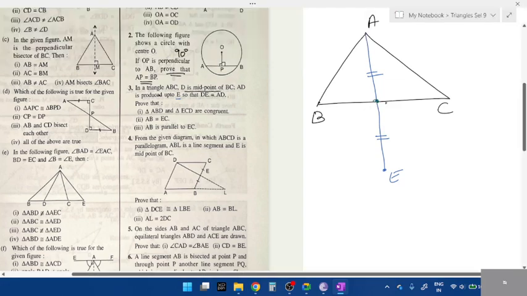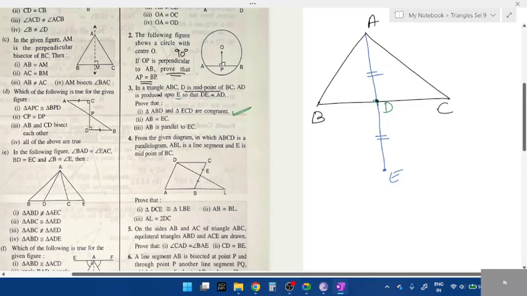Okay, let me put D here. Extended means produced. Therefore, DE is equal to AD. What else is given? Prove that ABD and ECD, can you see ECD? We have to prove ABD and ECD congruent, right? If they ask ECD, which line do I have to join?